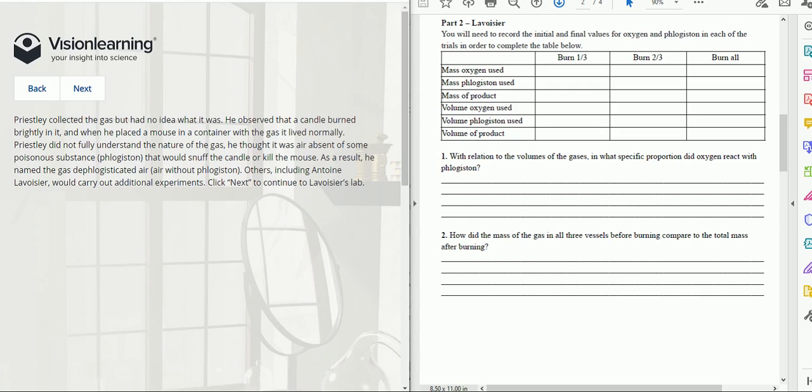Dalton's Playhouse Part 2. Priestley collected the gas but had no idea what it was. He observed that a candle burned brightly in it, and when he placed a mouse in a container with the gas, it lived normally. Priestley did not fully understand the nature of the gas.